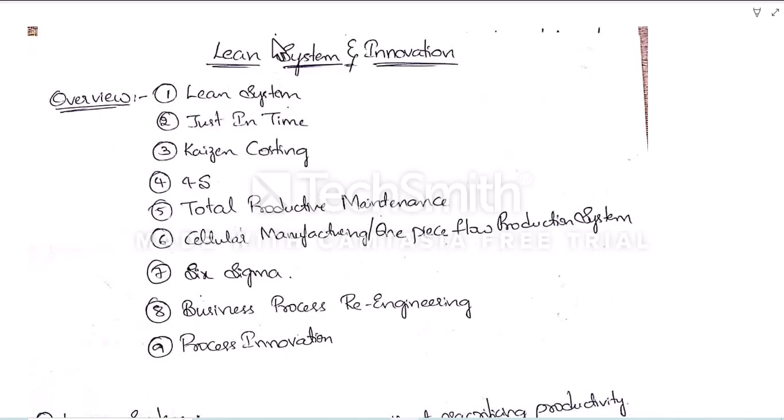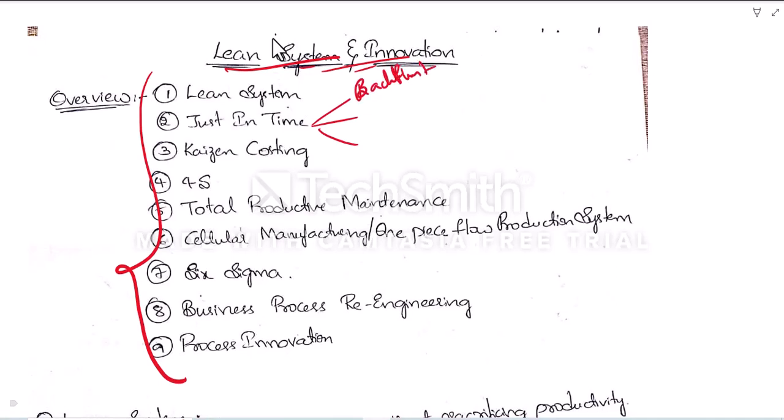So, in this video, we are going to discuss SCMPE third chapter, Lean System and Innovation. In this chapter, we have these 9 topics. We do not have any subtopics here, except in just in time. We have 2 or 3 concepts like backflush accounting and manufacturing cells, Kanban card. So all these topics we will be discussing in this chapter.